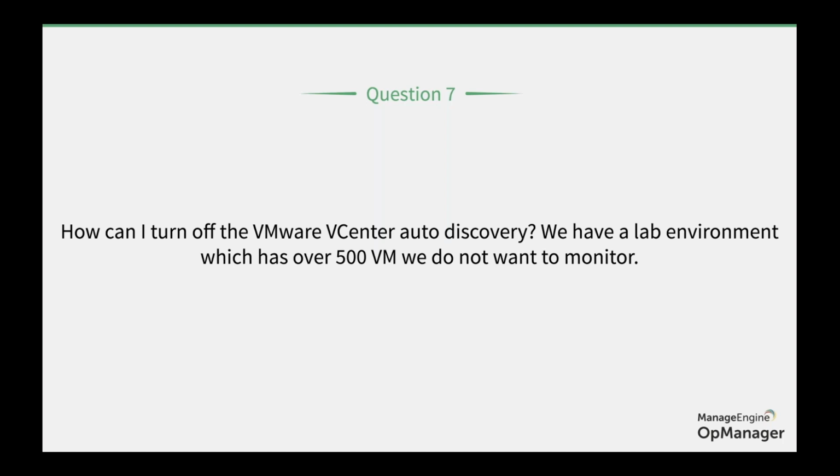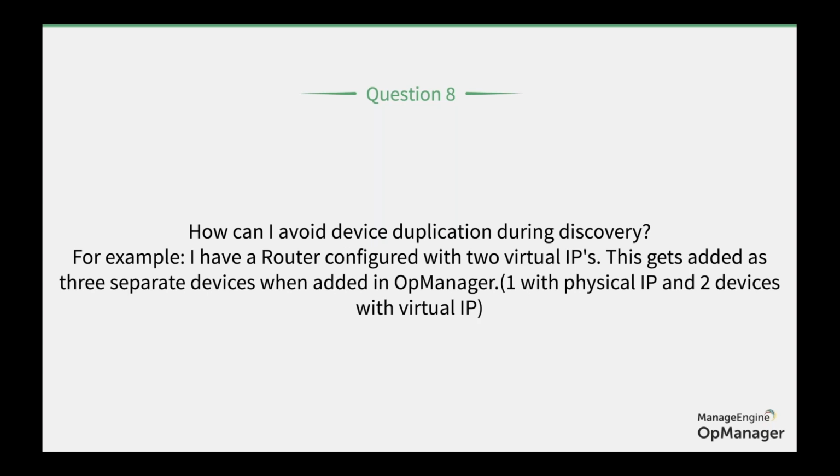So moving on to the next question, how can I avoid duplication during discovery? For example, I have a router configured with 2 IP addresses. This gets added as 3 separate devices when added in OpManager, one with the physical IP and 2 with virtual IPs. So this can be avoided by enabling the feature called dynamic IP.